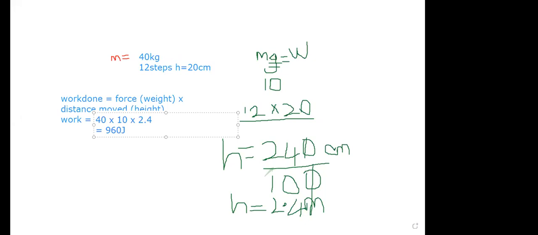Joyce, your hand is up. Ask what you want to ask so that I can answer it. So I was just asking, how did you get 10? 10 was given to us. 10 is a constant called acceleration due to gravity, so it doesn't change. So long as they ask you acceleration due to gravity, we take it as 10. So that one is given to us.